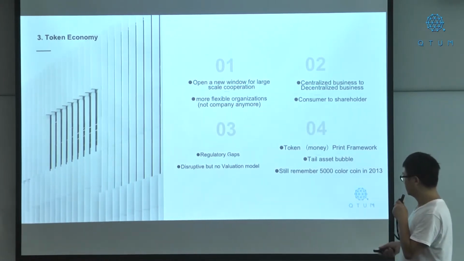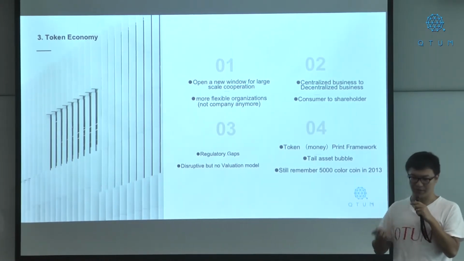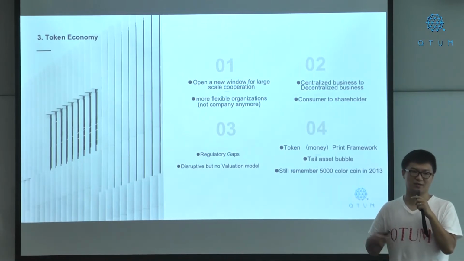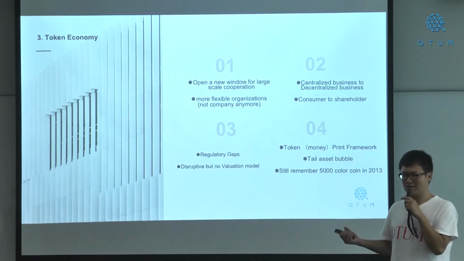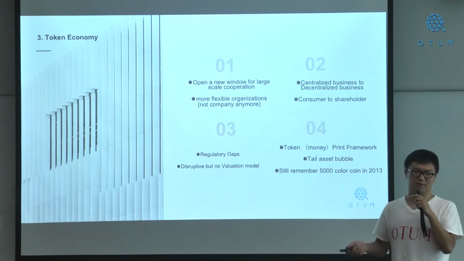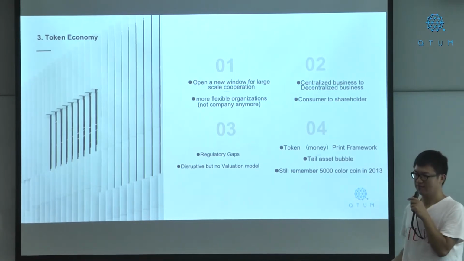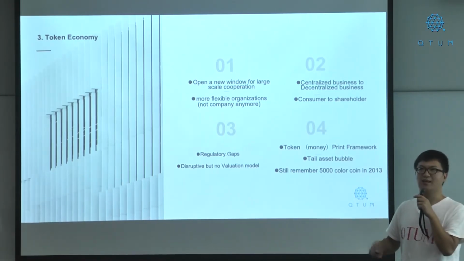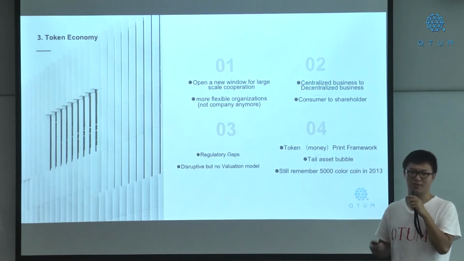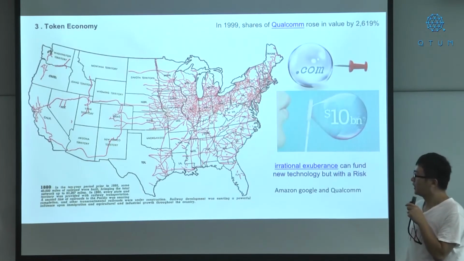Yeah. So we had this kind of bubble in 2013 on the Bitcoin network, the colored coin. We had maybe a thousand, a few thousand colored coins. Most of them, only 2 survive today. Yeah. So a lot of, 99.99% failed. Yeah.